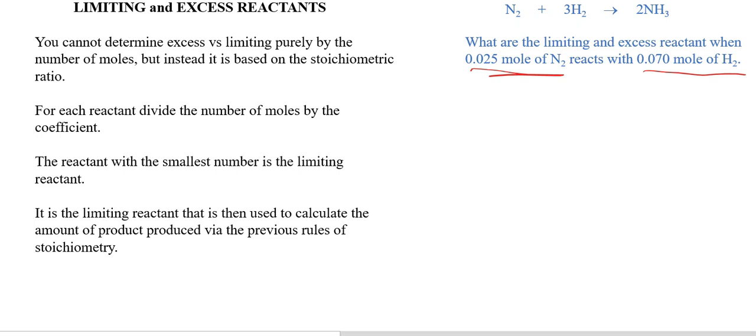Alrighty, a lot of students will just immediately look at it and say, hey, I have less of the nitrogen, so that's going to be my limiting reactant. That's going to be excess. And you're wrong. Okay. Face it. All right, you didn't account for the fact that we need 1 nitrogen to 3 hydrogens.